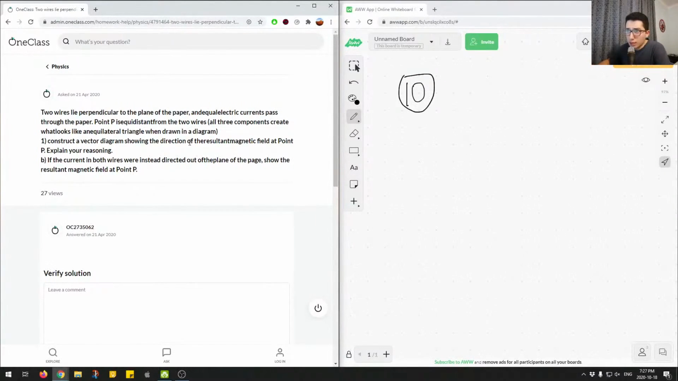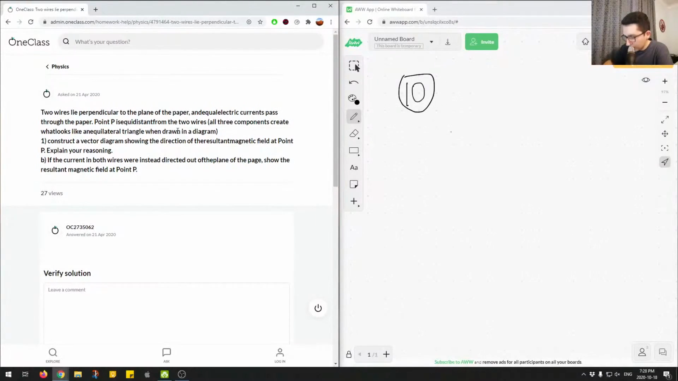Two wires lie perpendicular to the plane of the paper and equal electric currents pass through the paper. So we have two wires that are lying perpendicular to the paper, and we have equal electric currents. Point P is equidistant from the two wires, so at the same distance from each wire. All three components create what looks like an equilateral triangle, so they're in a triangle format.